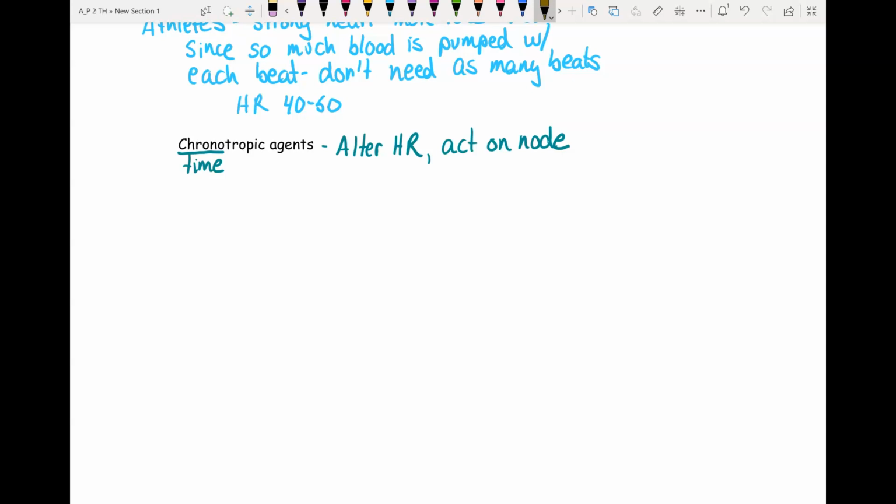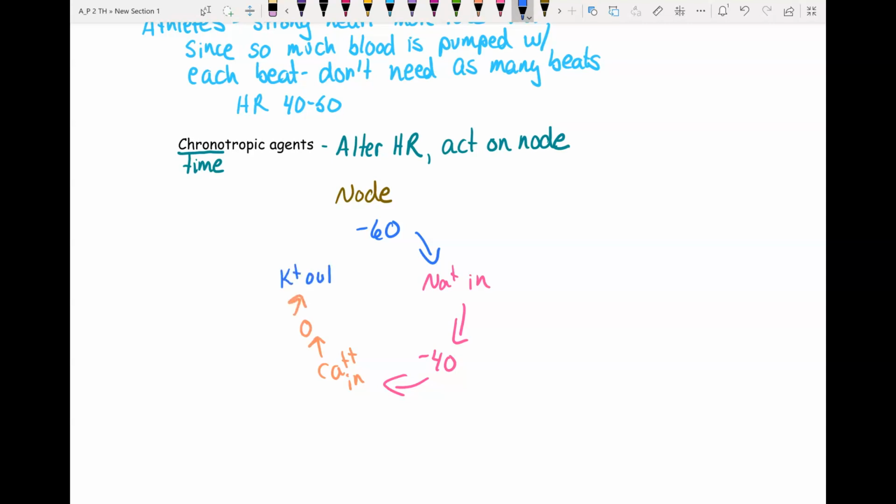You have your nodal cell, and you have that cycle. You start at -60, then you let sodium in. That takes you to -40, which makes the calcium gates open. You let calcium in. This takes you to 0, which causes the potassium gates to open. Potassium goes out, and you're back to -60.